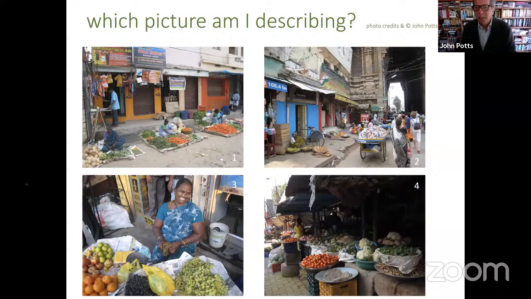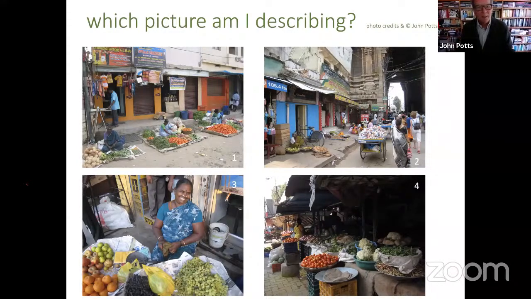So what you need for this is 4 pictures which are quite similar. If you give it away too quickly, of course, it becomes very easy. So, for example, if I said, in my picture, there's a woman wearing a blue sari, then, of course, it's picture 3, you know, and there's nothing to say. But when I talk about fruit and vegetables and market and outdoors, it could be any of the pictures.